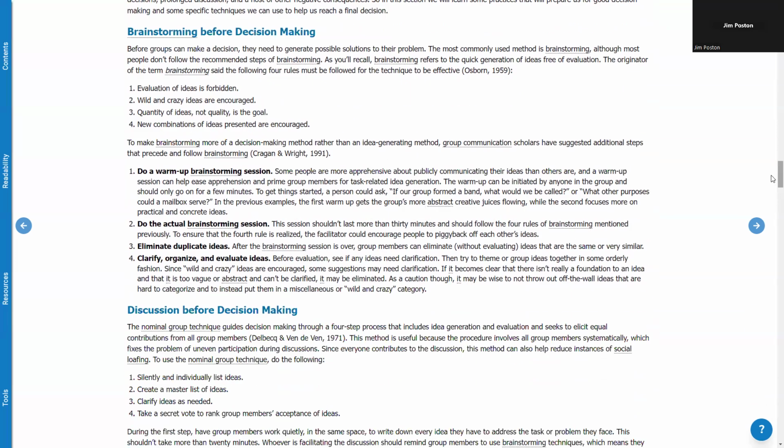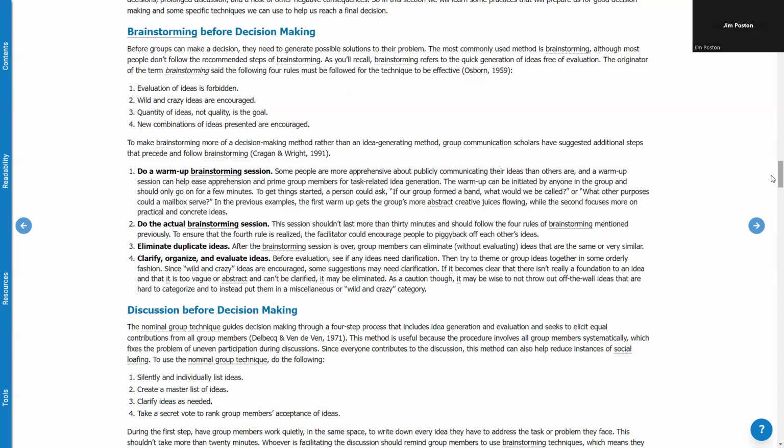Brainstorming before decision making. Before groups can make a decision, they need to generate possible solutions to their problem. The most commonly used method is brainstorming, although most people don't follow the recommended steps of brainstorming. As you'll recall, brainstorming refers to the quick generation of ideas free of judgment and evaluation. The originator of the term brainstorming said the following four rules must be followed for the technique to be effective.